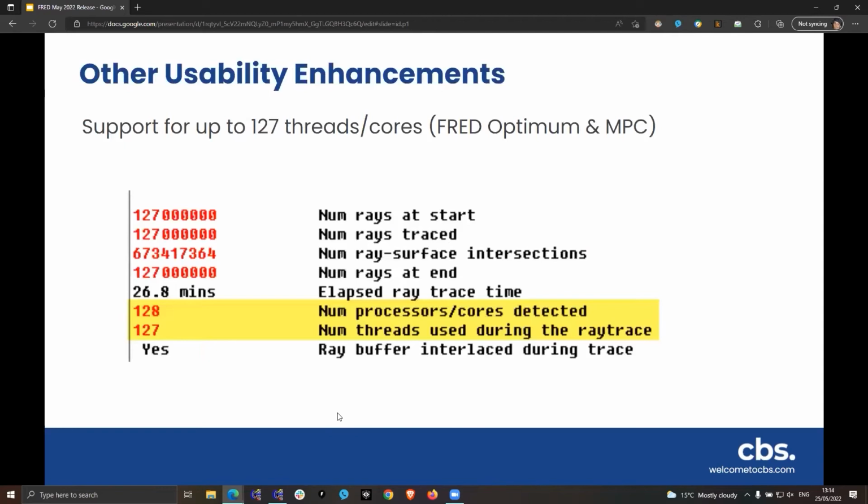So the other things that are new in the software is support for up to 127 threads or cores. That's in both Fred Optimum and MPC. This is a screenshot here taken from when we tested this on an X1 32 large box from AWS. They cost around $20 an hour, which is incredible. And for that $20 an hour, you can split your calculations over 127 threads, which is incredible to see.